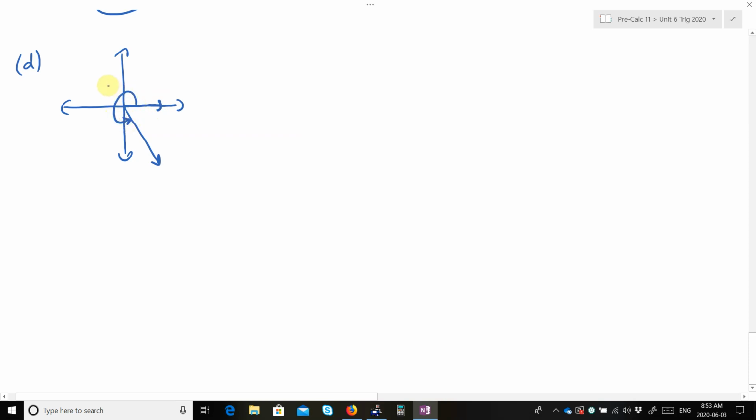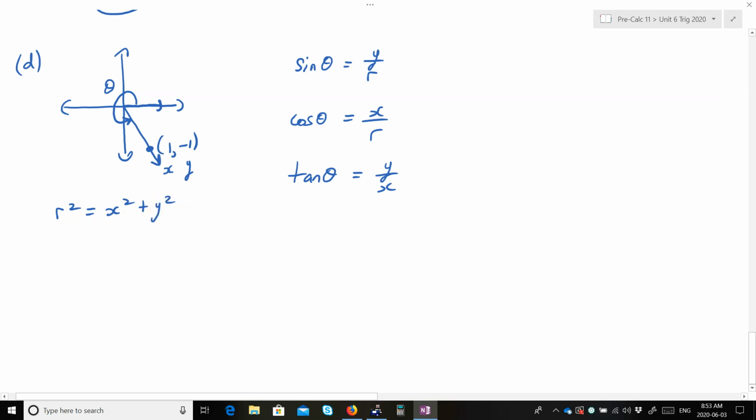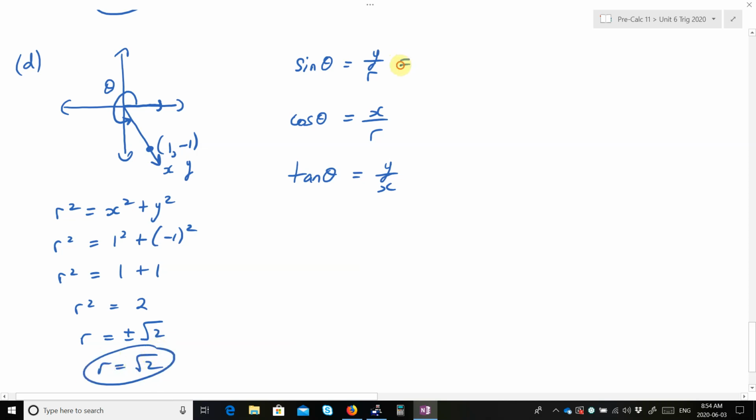Okay, this time the angle is like this. Point is 1, -1. Okay, and this is x, and this is y. So r squared is equal to x squared plus y squared. R squared is equal to 1 squared plus -1 squared. Okay, so that's going to be 1 plus 1. R squared equals 2, so r is plus or minus √2. It's a radius, so √2. The y is -1. The r is √2.